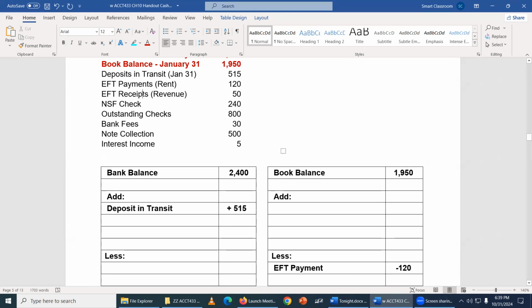And it looks like we got an EFT, we received payment from somebody, a receipt, so that's going to be a plus. Plus 50. I'm going to color coordinate these so we can kind of see them. Okay, so we did this one.